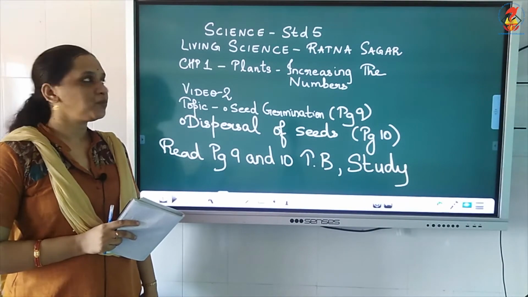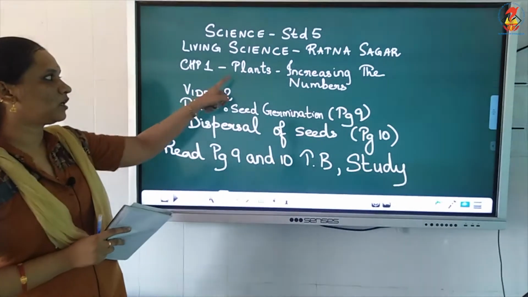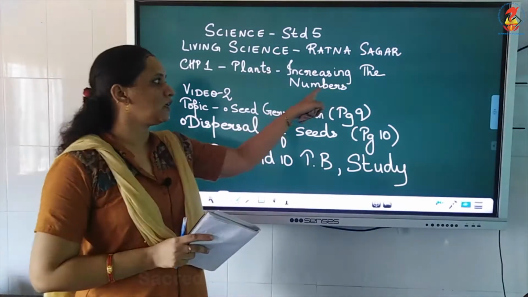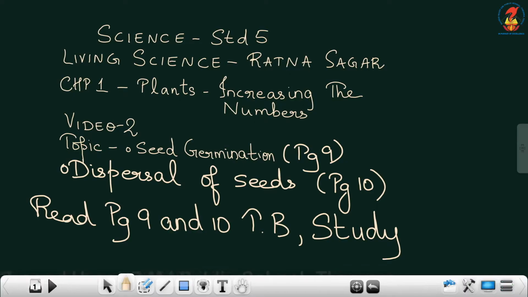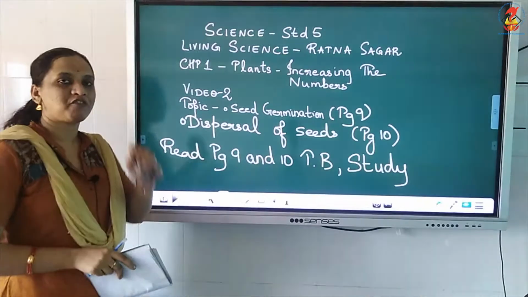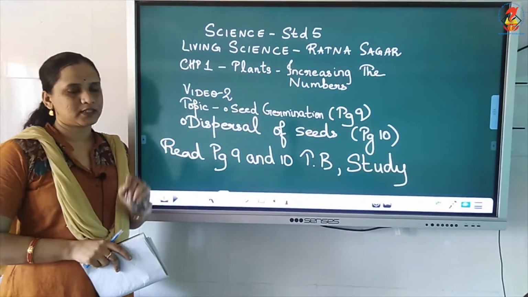We will be continuing with chapter 1, plants increasing the numbers. So in this video we will deal with the topic seed germination, dispersal of seeds. So what are the page numbers that we will be looking in today in the textbook? It is page 9 and 10 of the textbook. You have to study it thoroughly. You have to mark the important points.